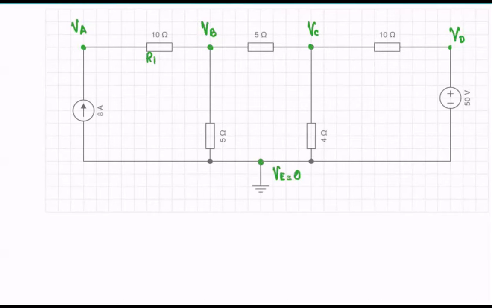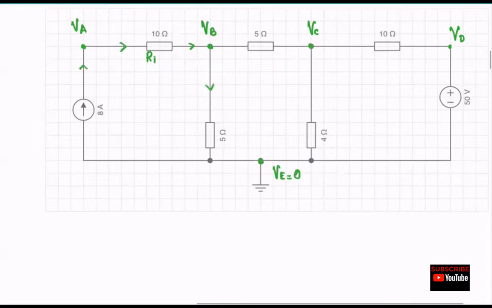Let's now look at the flow, the direction of the current. We know we have this current source here. The current will flow in this direction and then go down here. Similarly, we have 50 volts over here. The current will flow in this direction and then go this way.